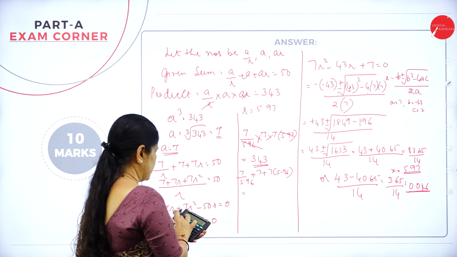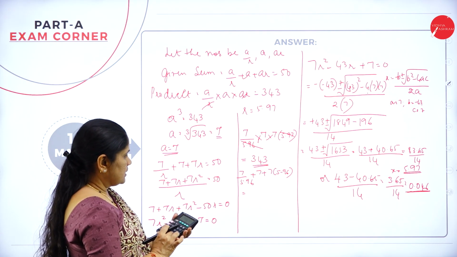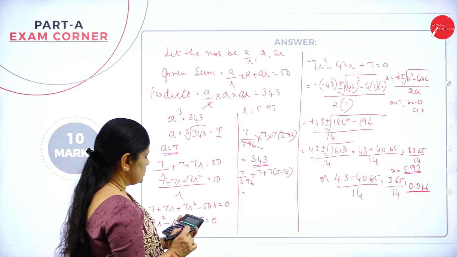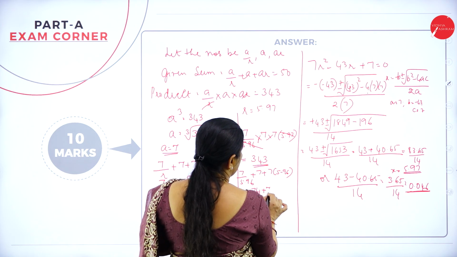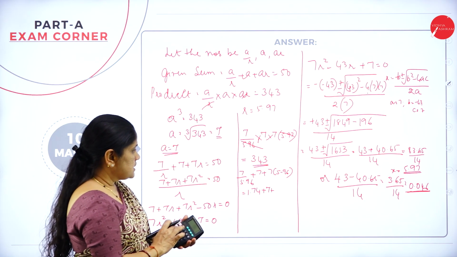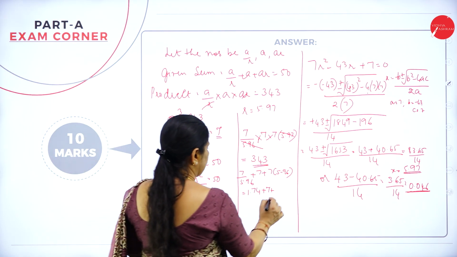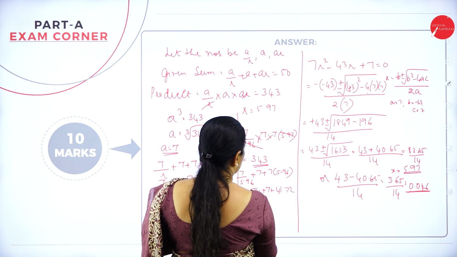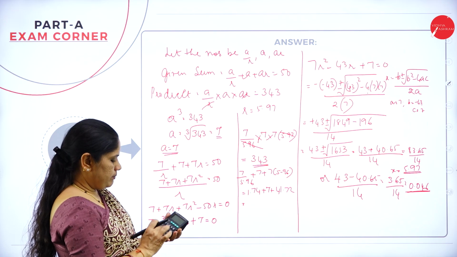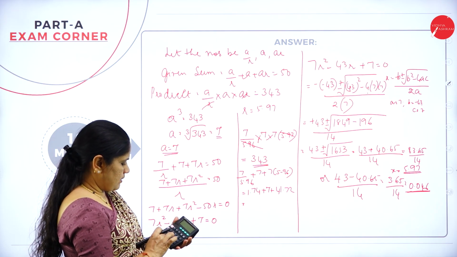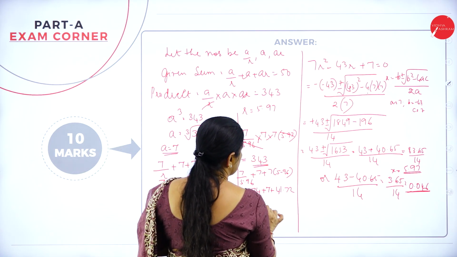So this will be equal to 7 divided by 5.96, which is 1.174, plus 7, plus 7 into 5.96, which will be 41.72. So when we add all this, 41.72 plus 7 plus 1.174, I get 50.46. So which is the answer.